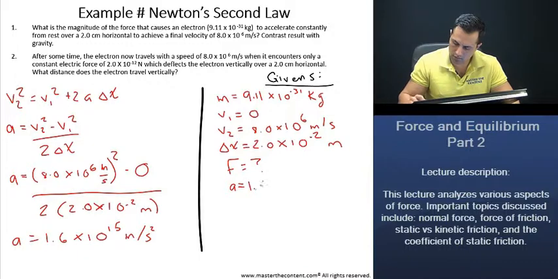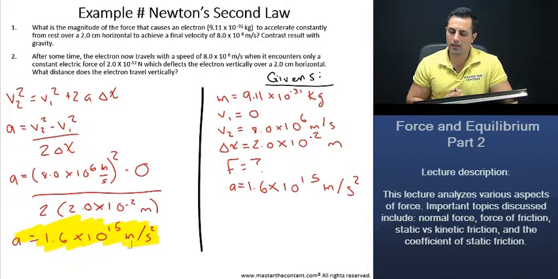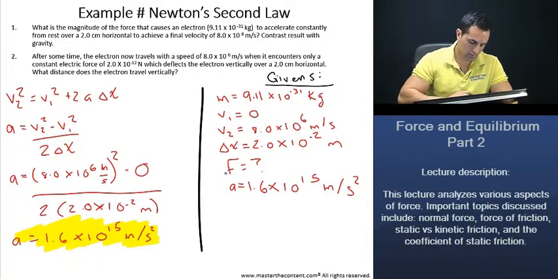Wonderful. So now we also have our acceleration. There's our acceleration. Now that we have our acceleration and we have our mass, we can just go ahead and find the force that causes that electron to accelerate. Okay, wonderful.